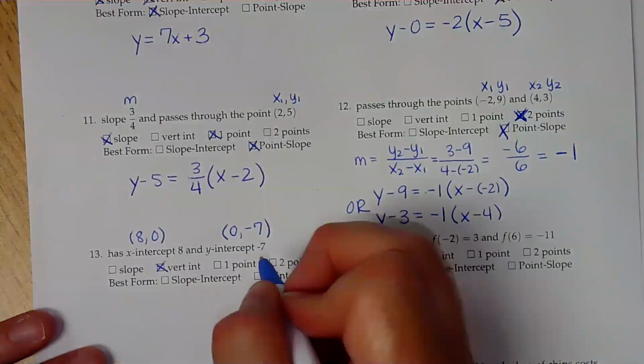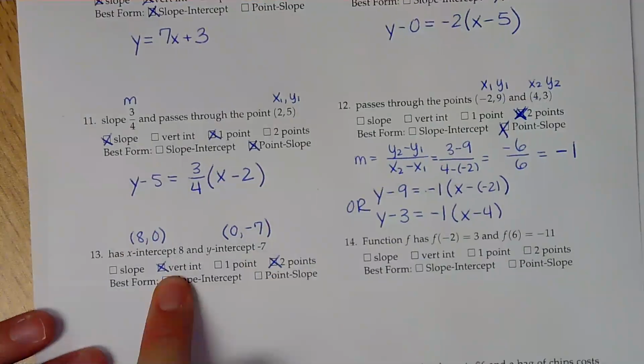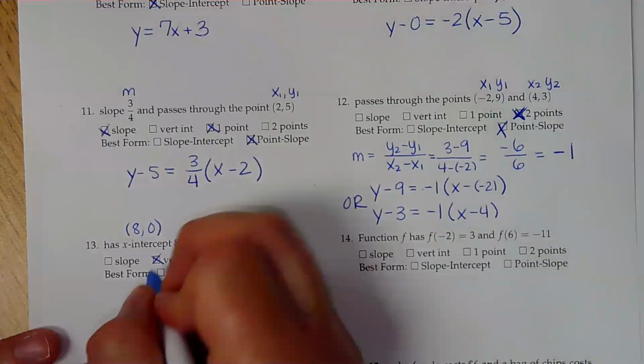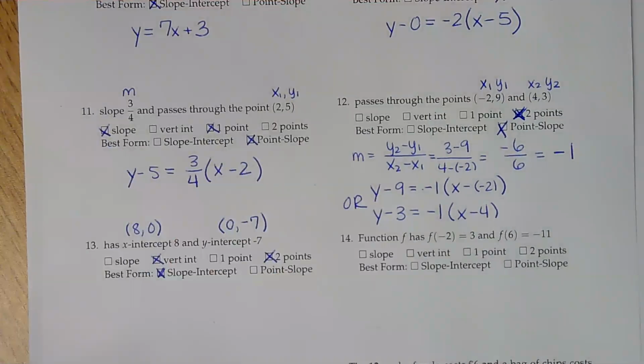And that gives me 2 points. Right, so I have 2 points and I have a vertical intercept. If I have the vertical intercept, that is going to trump just using the 2 points on their own. So I'm actually going to use slope-intercept form. You could certainly use point-slope form here too. Either one of those would absolutely work.